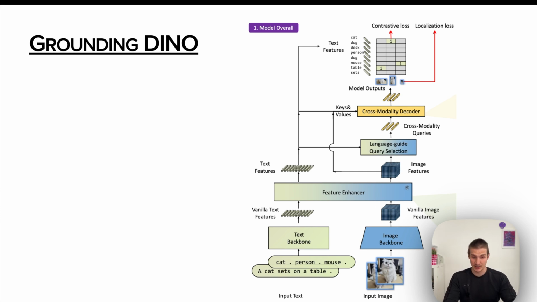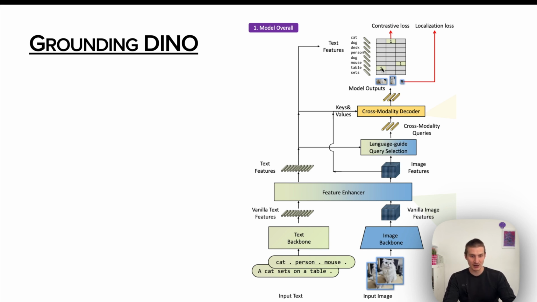And in case of Grounding DINO, that is happening on 3 levels. So first, that's the feature enhancer that basically improves the understanding of both text and image using this cross-modality information. Second one is language-guided query selection, when we select the queries using the text input as a reference. And then we have this cross-modality decoder. And all those 3 we'll talk about at length in a bit.